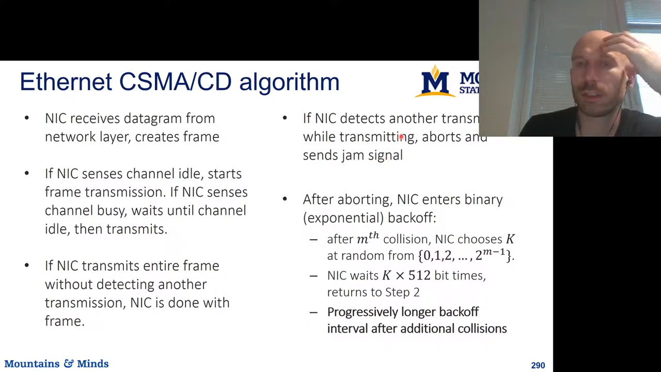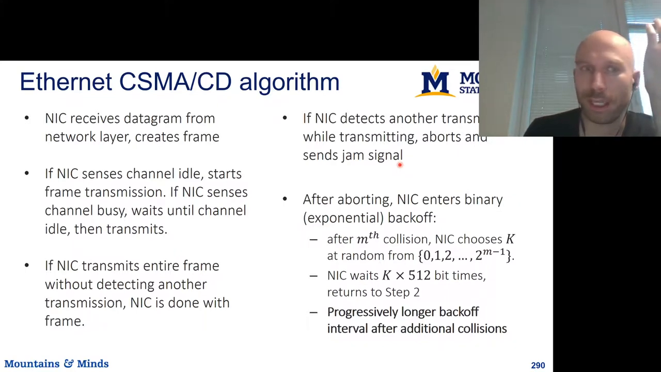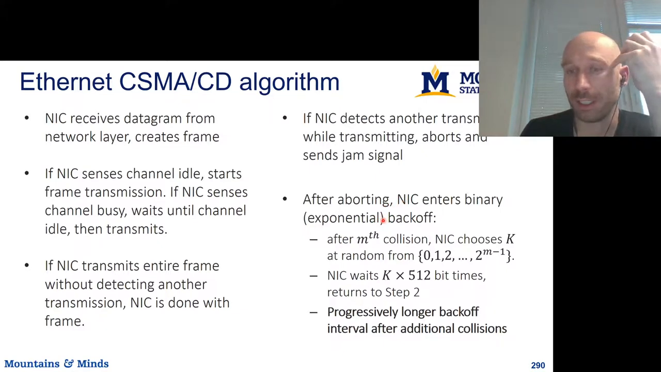But if another transmission is detected, then we will stop transmitting our packet early, but we will keep sending a jam signal so that the other node can hear that there was a collision as well. There is some period during which the jam signal must still be transmitted so that everyone can hear that there has indeed been a collision. Okay, so after a collision, there's an abort of transmission, and the network card will enter a binary exponential backoff. And this is the interesting part of this mechanism, or I guess another interesting part.